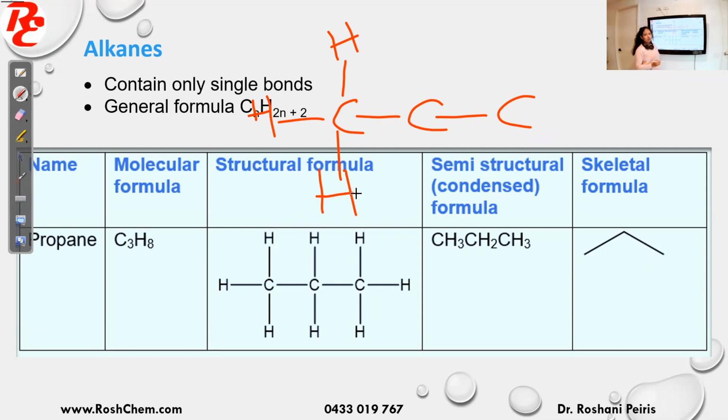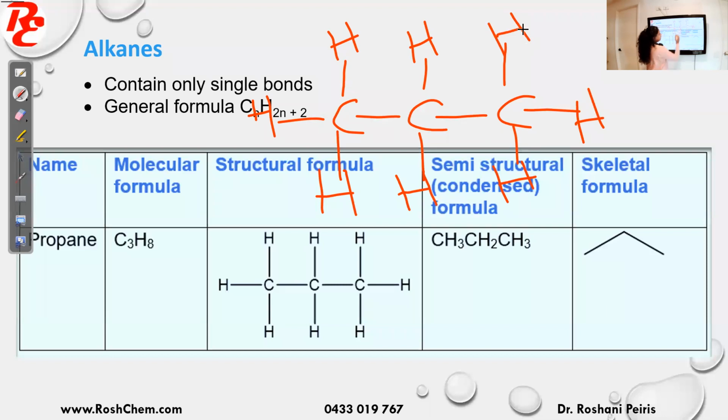The second carbon has 2 bonds already. So then you can put another 2 bonds to make 4 bonds. The third carbon has 1 bond, so you need 3 more. So now you can see this is the structure. So it has 3 carbons and 8 hydrogens.